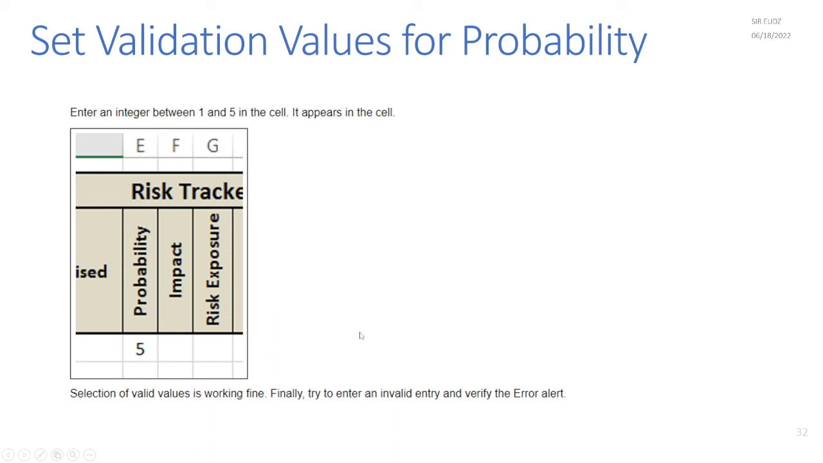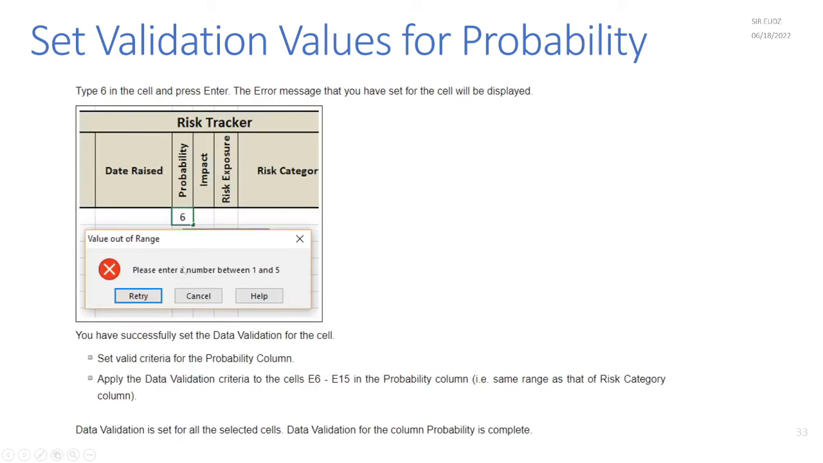Enter an integer between 1 and 5. It appears in a cell. Selection of valid values is working fine. Finally, try to enter an invalid entry and verify the error message. So let's say we try to enter 6, and you notice that the error message now appears. So you have successfully set the data validation for the cell.